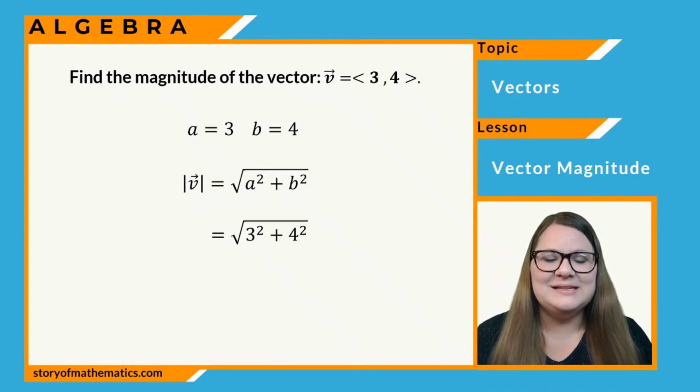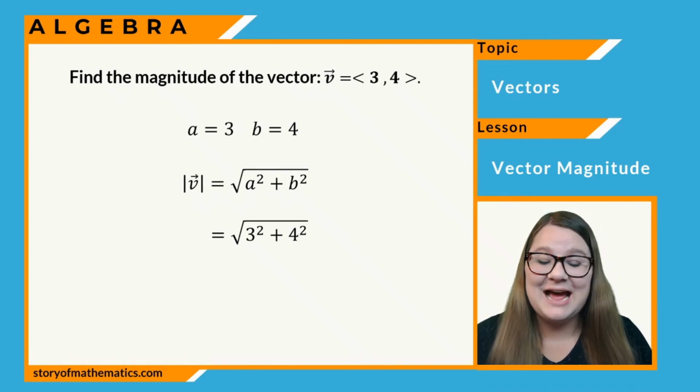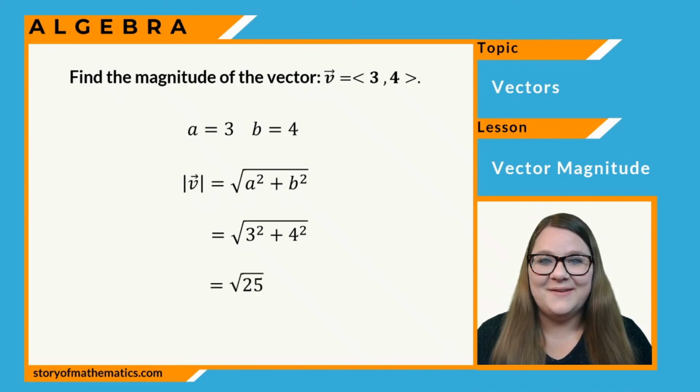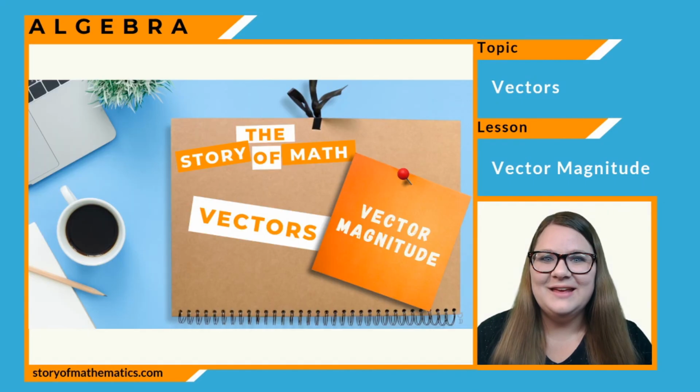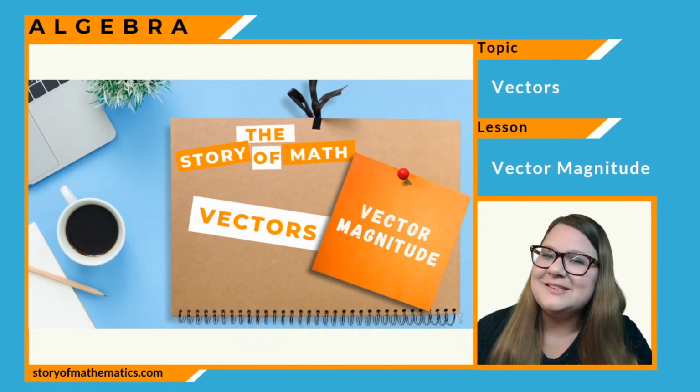And 3 squared is 9, 4 squared is 16. I add those together, I'll get 25. And the square root of 25, I happen to know, is 5. So I can see the magnitude of the vector ⟨3, 4⟩ is 5. And that's what you need to know about vector magnitudes.